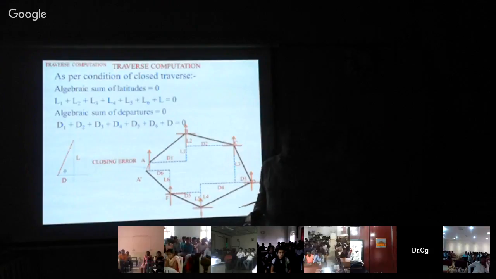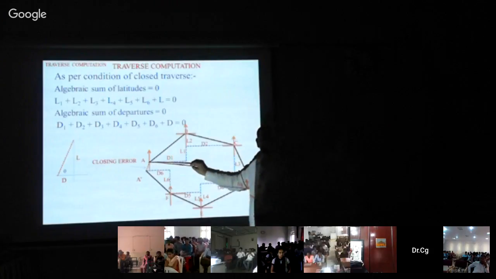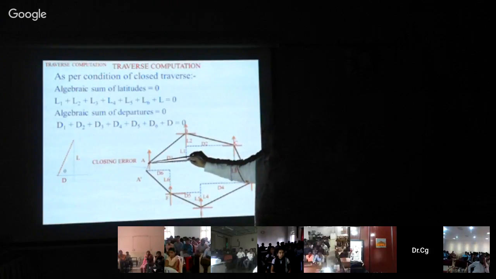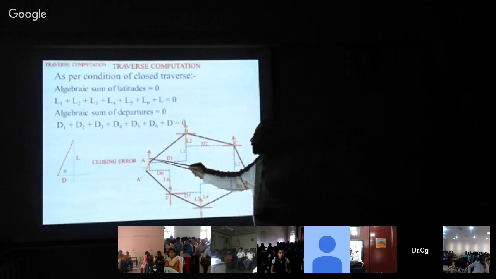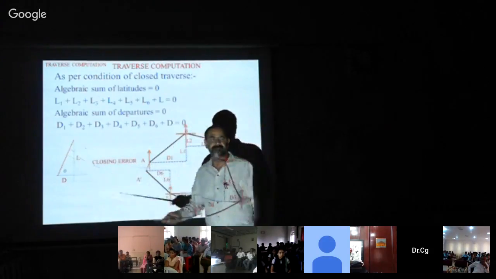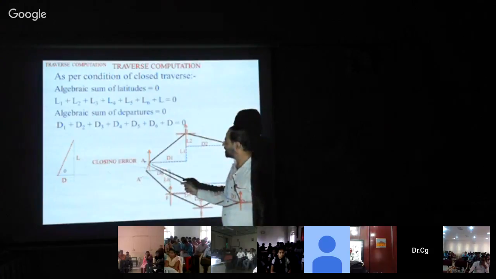First we have to calculate what the error involved in this is. This error is called closing error, the error occurred in closing the traverse. Strictly, the last point should meet the original starting point, but it is not meeting. It means there is some error. That error is called closing error. Let us take this as the closing error, that is A dash A.